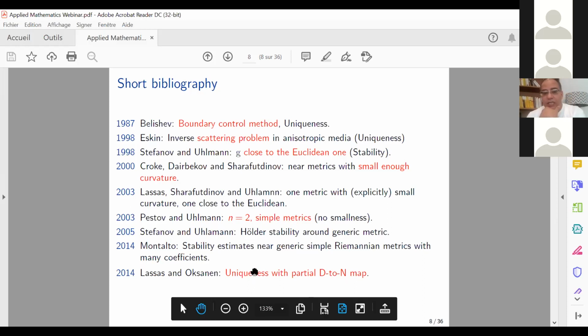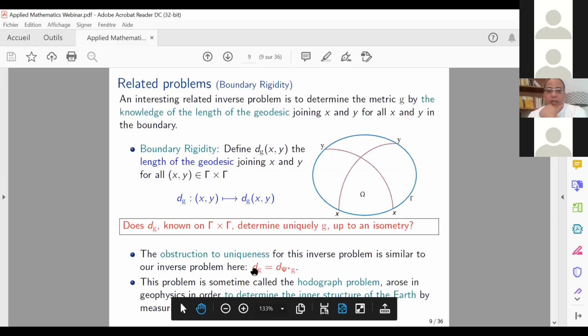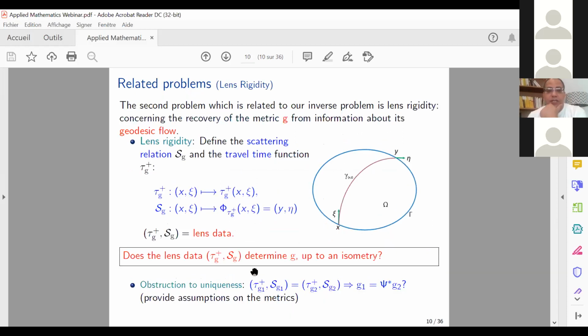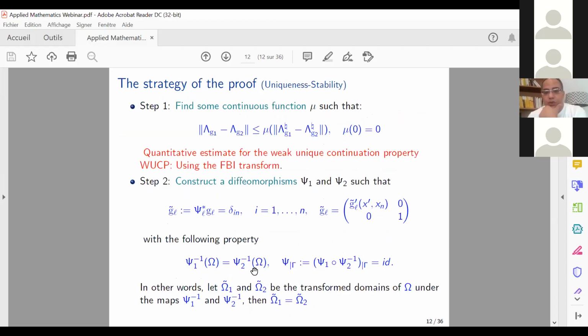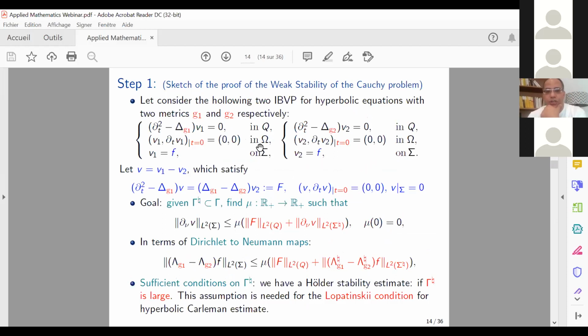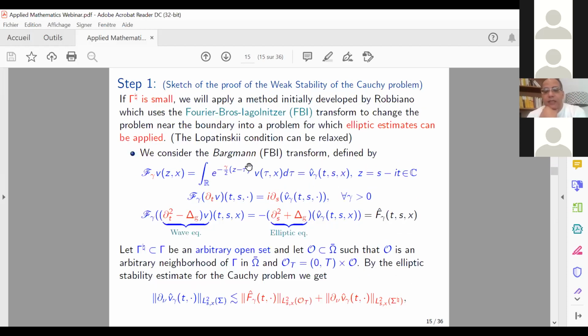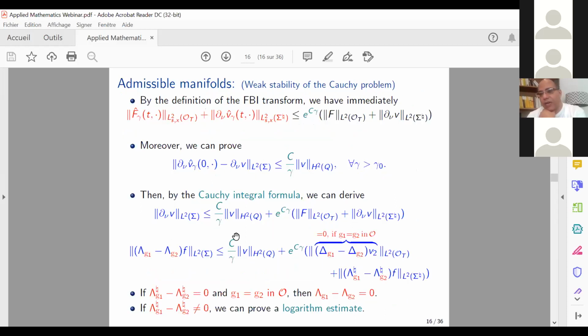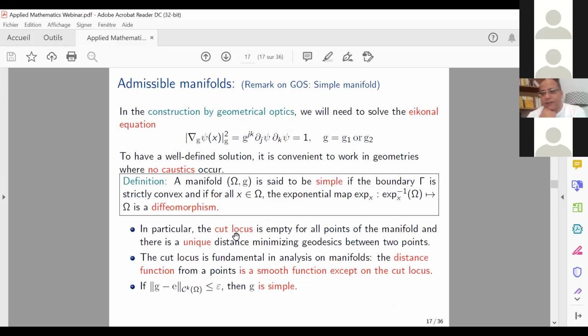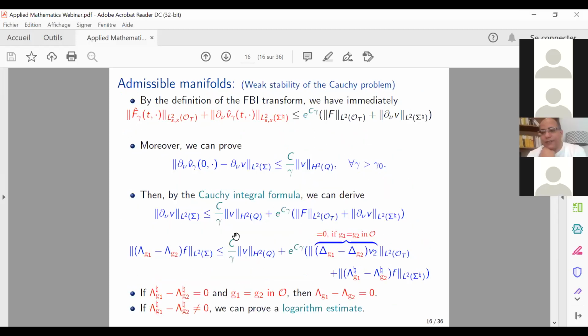But for the stability with our method here, as I have mentioned, we need to construct some special solutions. The problem is that we do not have any control on the boundary data. So it doesn't work, because in the case I'm talking about, for it, it doesn't work.